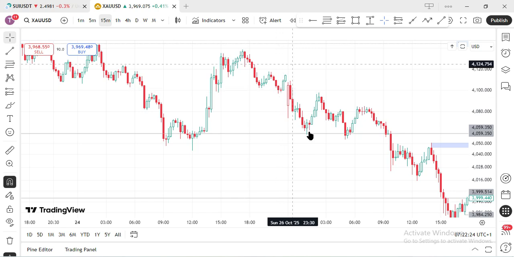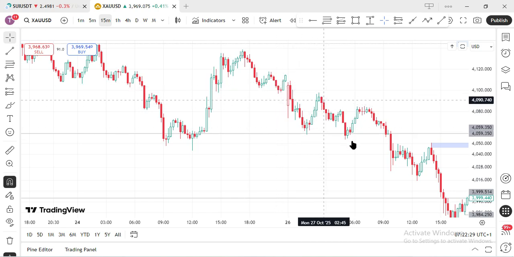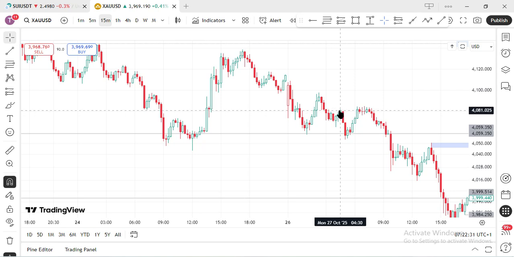Look at this break of structure, expensive movement, price came back to the tip. All those little details, break of structure, price came back to us. This swing point became liquidity, price came to liquidity.